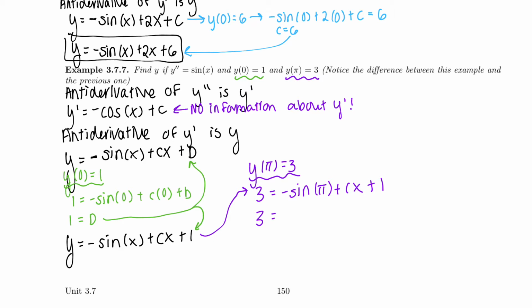Oops. What did we forget here? Plugging in for x, right? So you're not going to have an x there. You're going to have a pi. There we go. Much better. Negative sine of pi is 0. Pi times c is going to be pi c, or you could call it c pi. I like pi c. I like to have that variable at the end there. Plus 1. Subtracting 1 on both sides, you get 2 equals pi c. Solving for c, you're going to get 2 over pi.